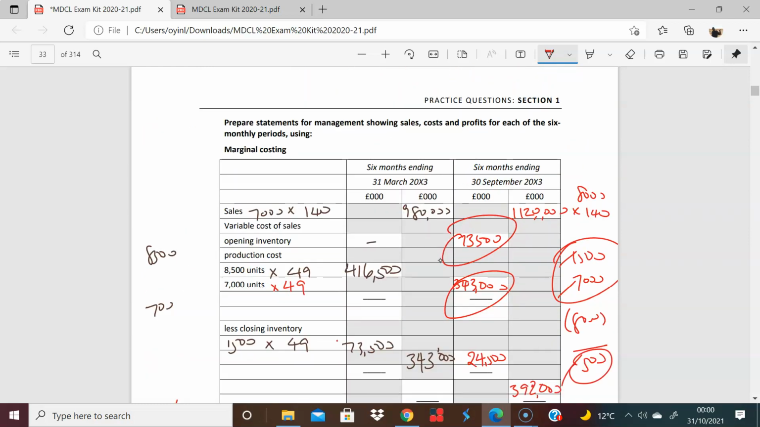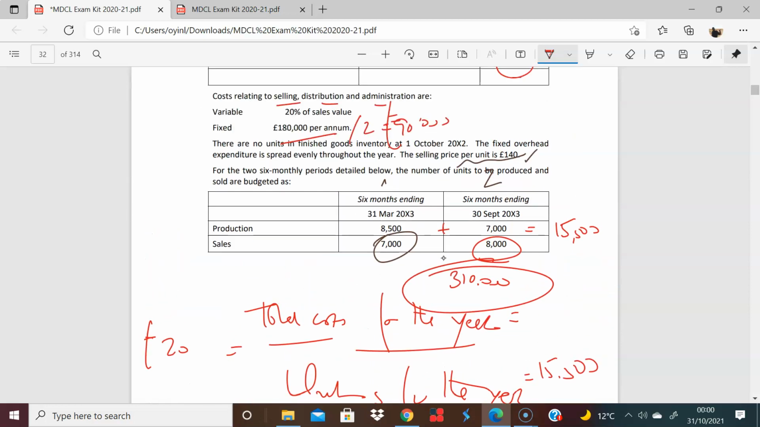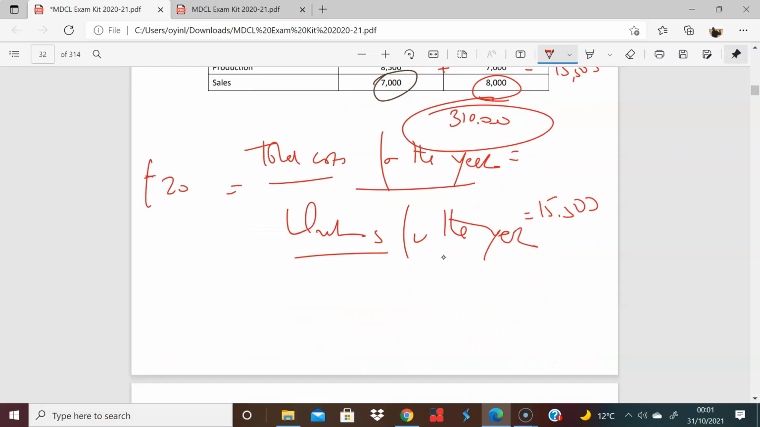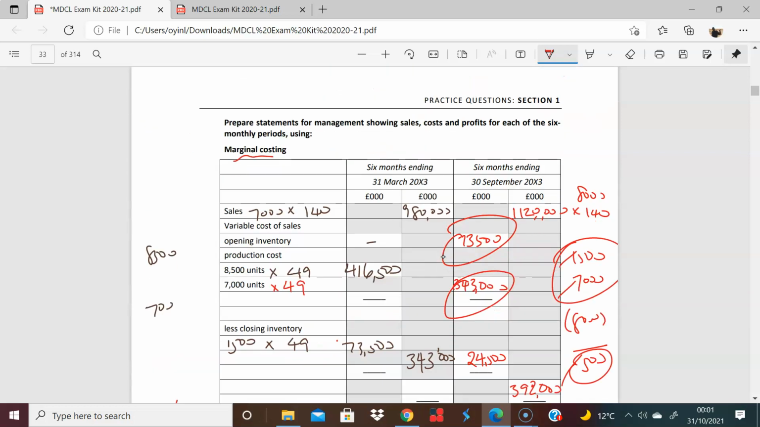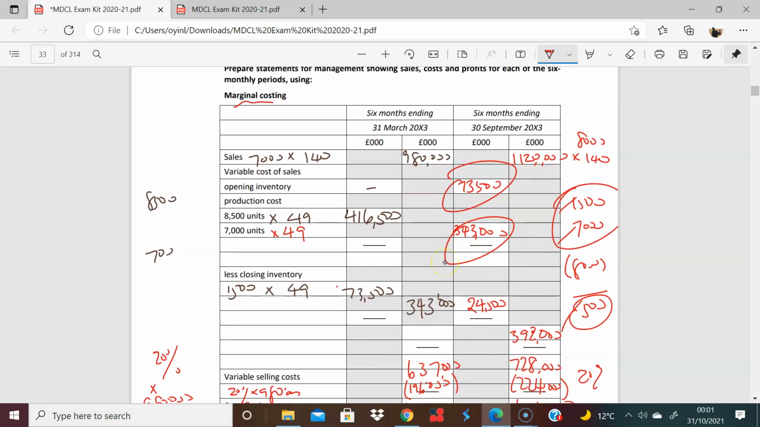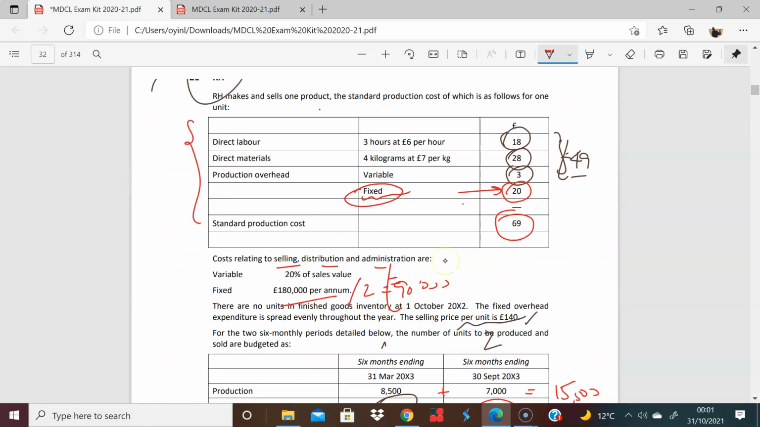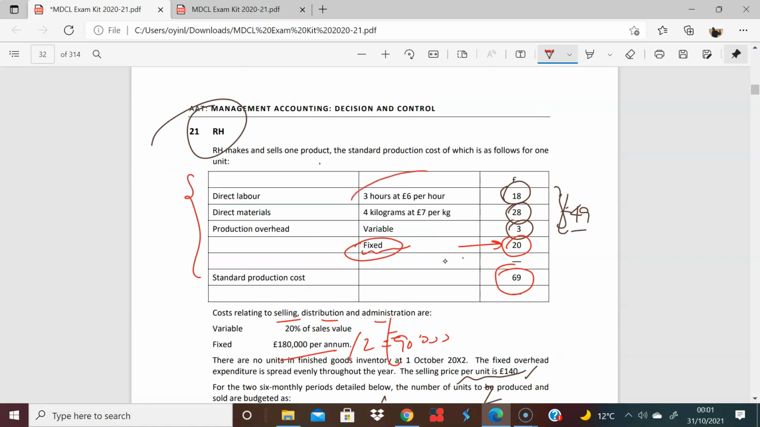First of all, you're asked to deal with this using marginal costing. With marginal costing, the question is very clear that you sold 7,000 items and produced 8,500. So you sold 7,000 items for 140, and that's your answer, 980,000. In terms of production, you produced 8,500. Remember, we're using marginal costing, so we're interested just in these variable costs here. That's what gives you the 49.